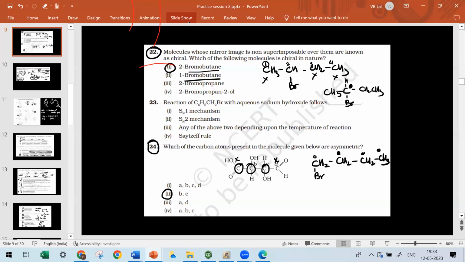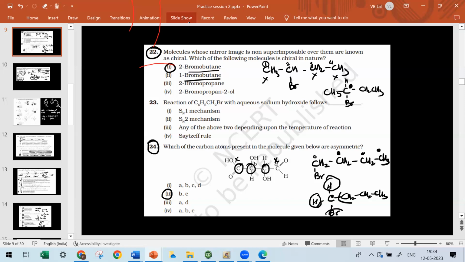Look at the first carbon atom. First carbon atom, what are the groups around it? It is hydrogen, hydrogen, Br, and this whole thing, CH2, CH2, CH3. So this is 1, this is 2, this is 3, this is 4. Now hydrogen and hydrogen, the moment you have 2 hydrogens, they are the same group, so it cannot be asymmetric. On each carbon atom, you look like that. So wherever there is a carbon which has 4 different groups, then only it becomes asymmetric.